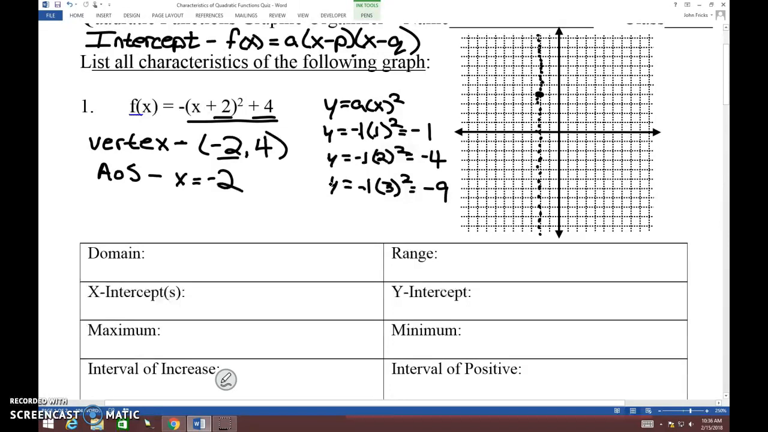So this says to move right 1, down 1. So we're going to start from the vertex, and we're going to move right 1, down 1. And then we'll reflect that across the line of symmetry. Next, we're going to move right 2, and down 4. So we would go 1, 2. And then we go down 1, 2, 3, 4. And then reflect that across the axis.